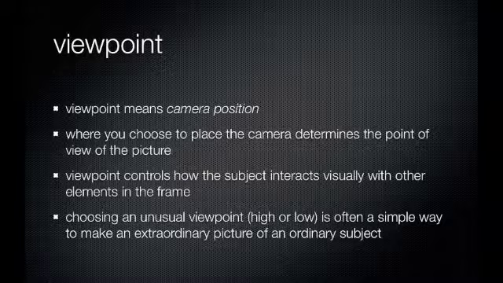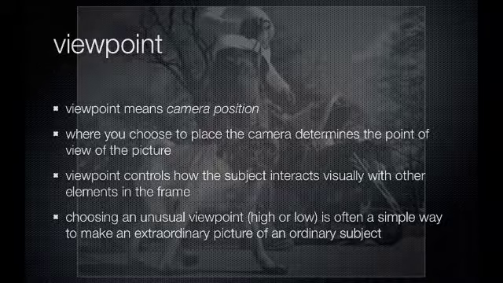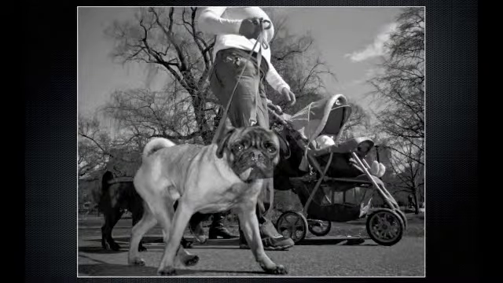Choosing an unusual viewpoint, either high or low, is often a simple way to make an extraordinary picture of an ordinary subject. For instance, there's a picture of a small dog, but with the camera down very close to the dog's eye level, suddenly the dog looks much bigger and much more present in the scene. And the person that's holding the dog's leash and the little baby in the carriage take a little bit more of a back seat in this picture, a little bit less prominence, because the emphasis is on the dog because of the low camera angle and the close position of the camera to the dog.